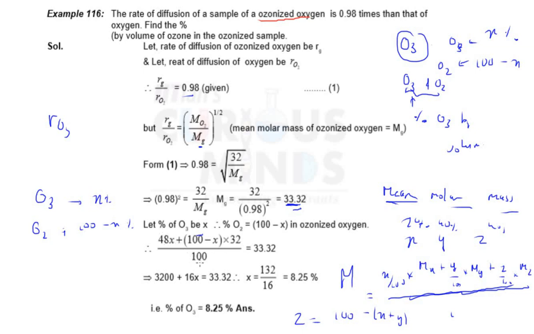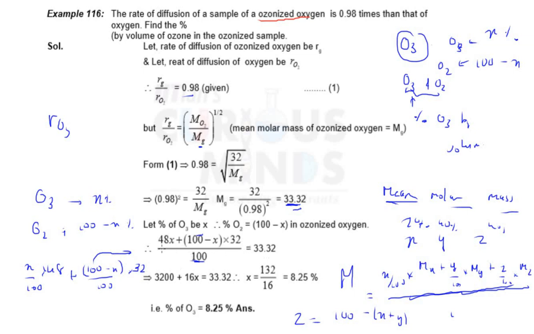So the percentage of ozone is x by 100 into the molecular weight of ozone. Ozone has 3 atoms of oxygen, so one atom weighs 16, and 3 atoms weigh 48. So x by 100 into 48, plus 100 minus x, the percentage of oxygen, into 32. You see 100 is common, so they have taken it as the common denominator. This is where the equation came from. I hope you guys understood this.